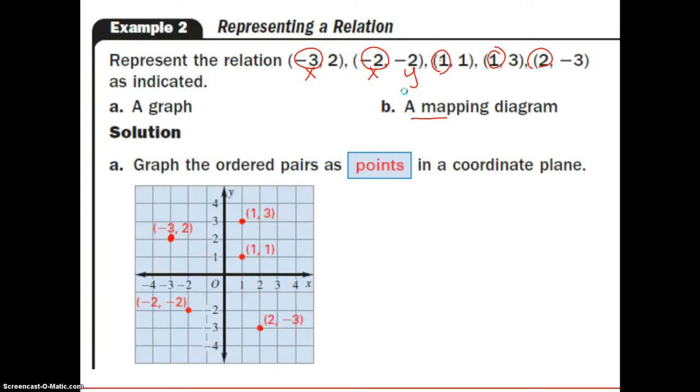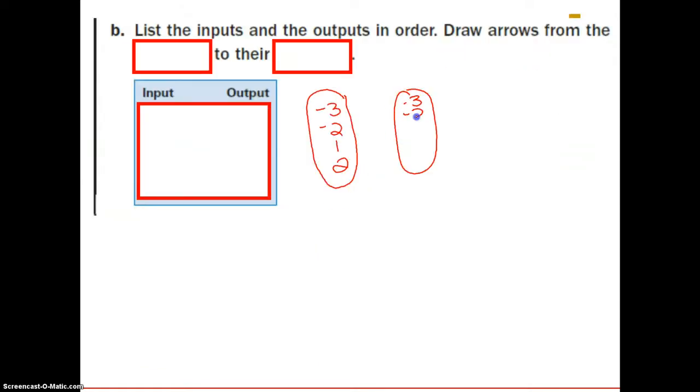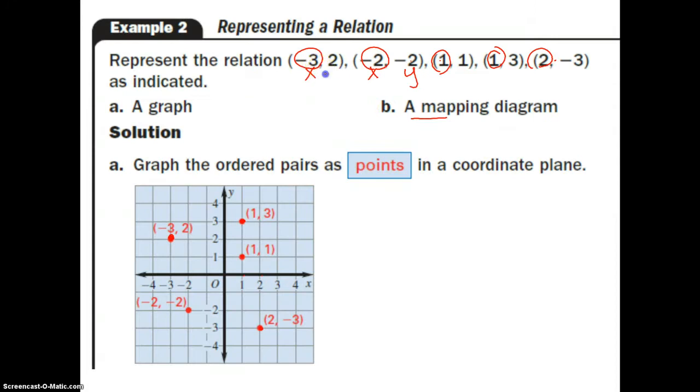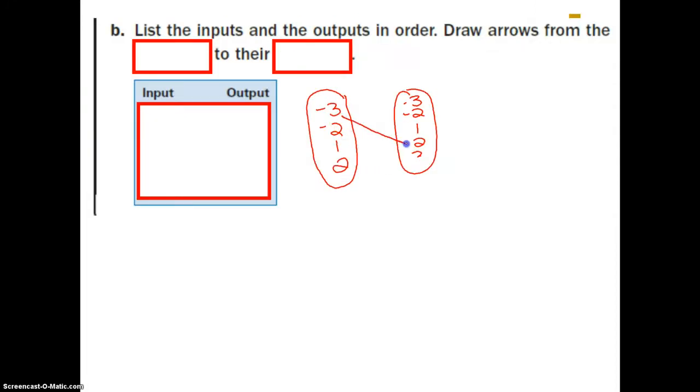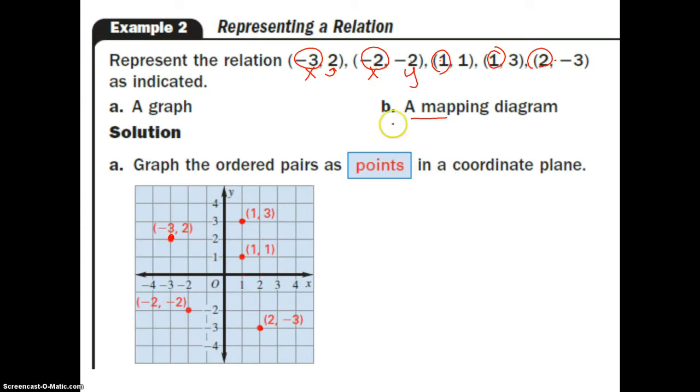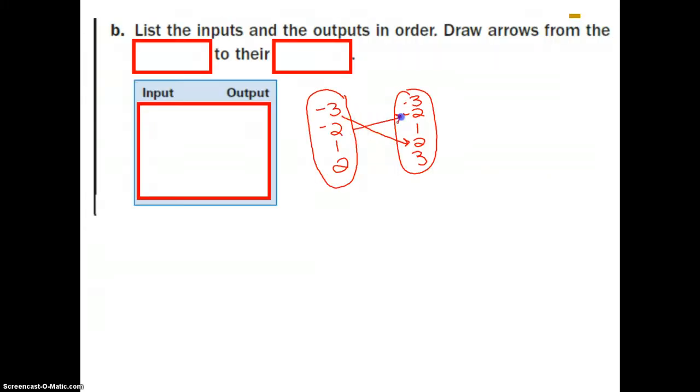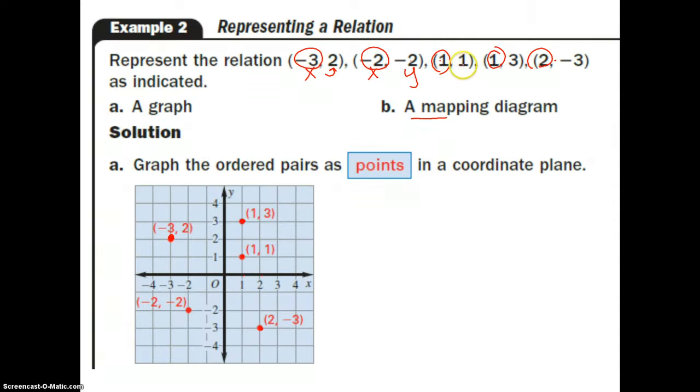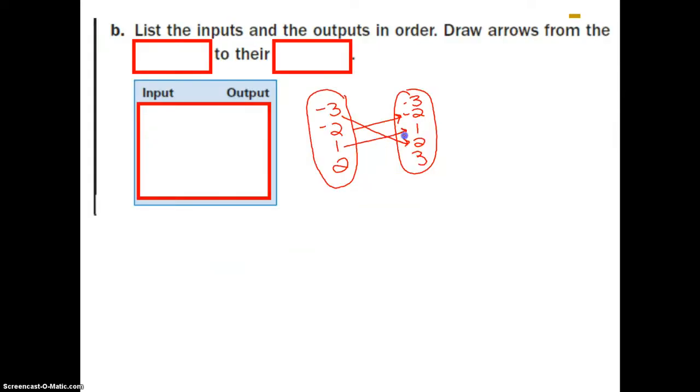And now I draw in order, my y's. So -3, -2, 1, 2, 3. And now I draw a line representing the ordered pairs. So the x negative 3 went to positive 2. Negative 2 went to negative 2. 1 went to 1. 1 also went to 3. And 2 went to negative 3.